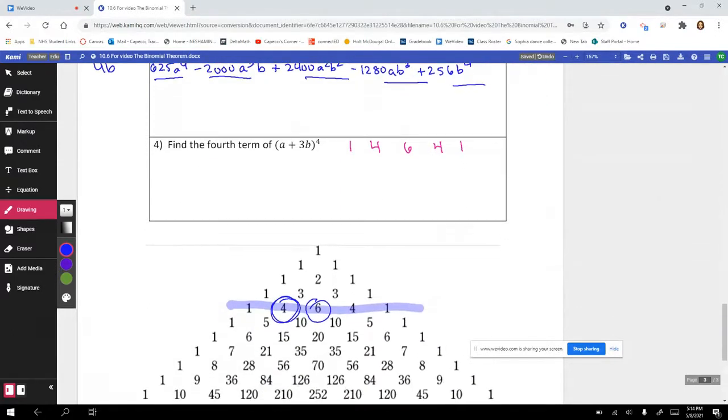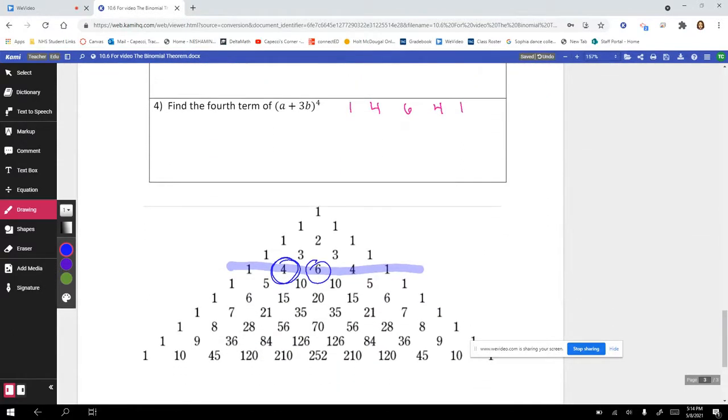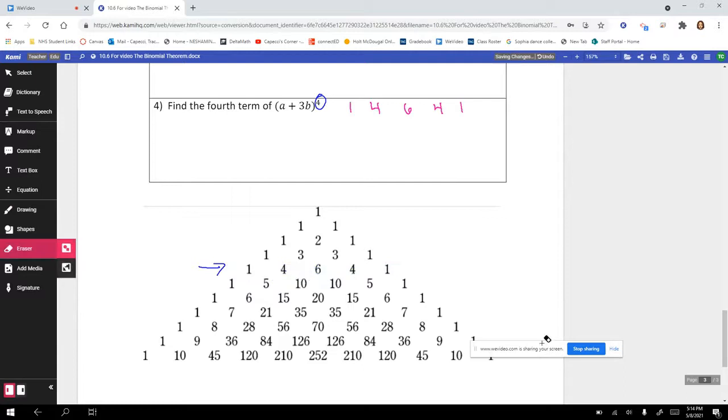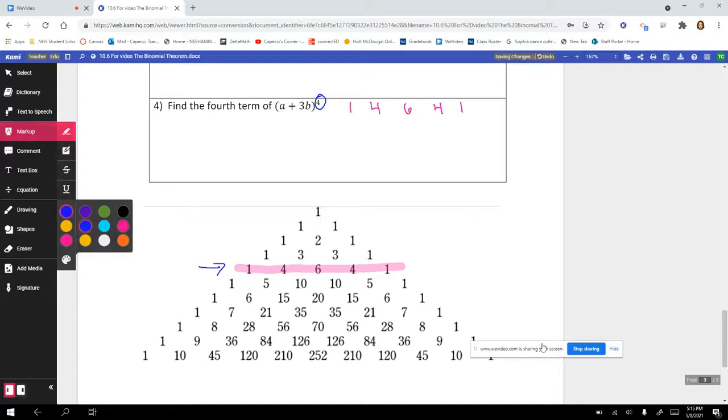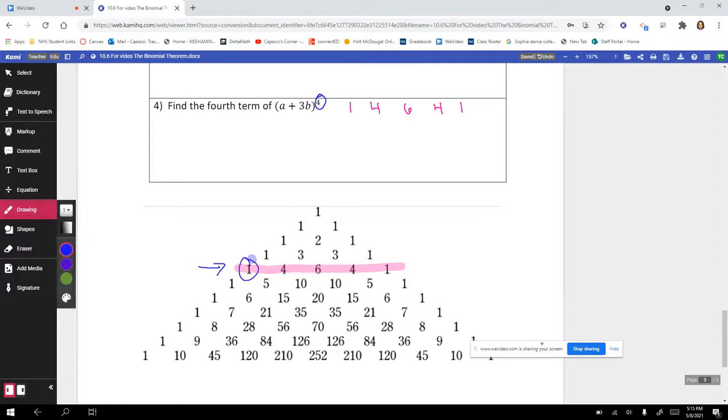Okay, let's look at our last one. We can also have questions that just ask us to find a specific term. So again, we're working with the 4th term, so we are looking at that row right there, and it's asking for the 4th term there. So I'm going to do 1, 2, 3, 4. So my coefficient's going to be 4. I wrote this up here. 1, 2, 3, 4. That's that row up there.